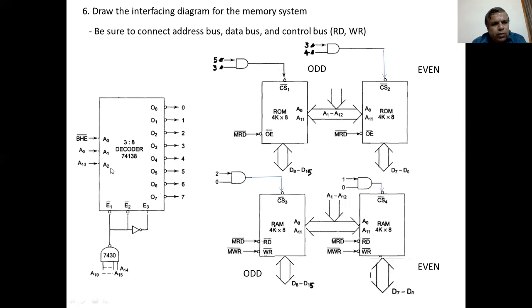Then 1 0 0, then this will select the output pin 4. See here, the output pin 4. Then which memory is selected? The RAM chip in the even bank is selected. So only even addresses in RAM are selected. Only this chip is selected. The output of this is connected to chip select. Then this RAM chip is selected, where a byte transfer happens on D0 to D7.